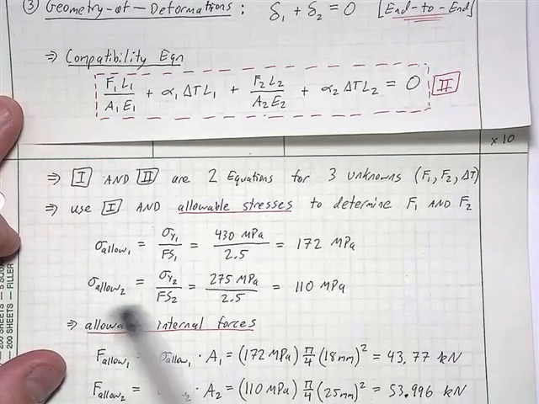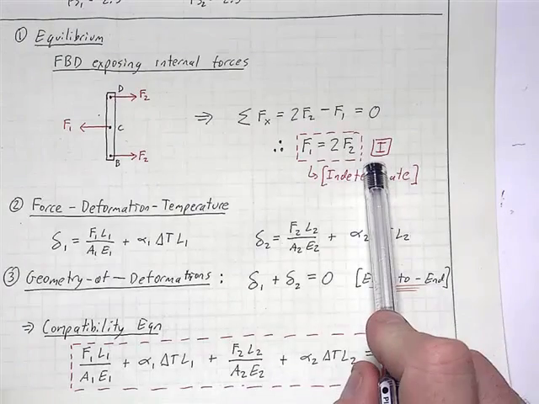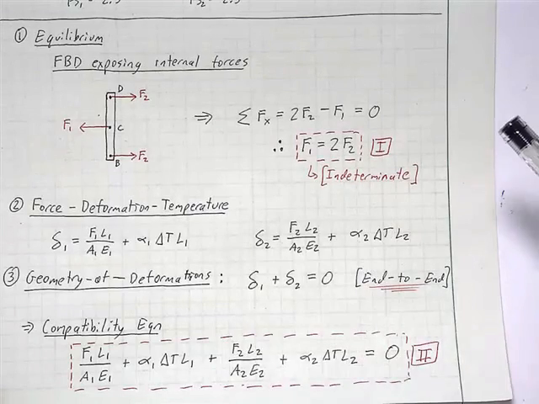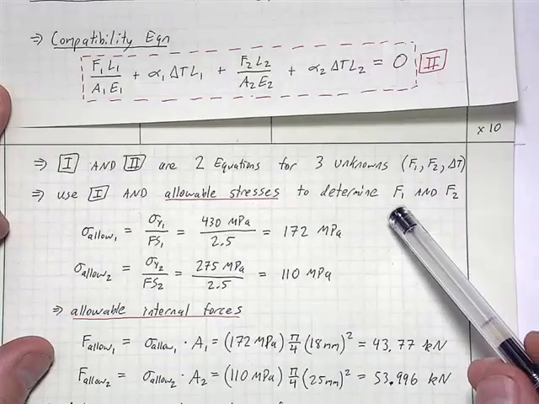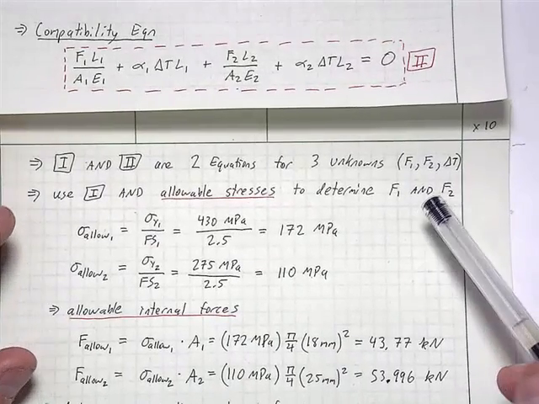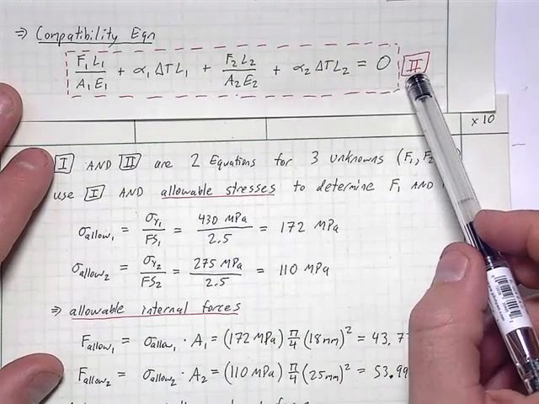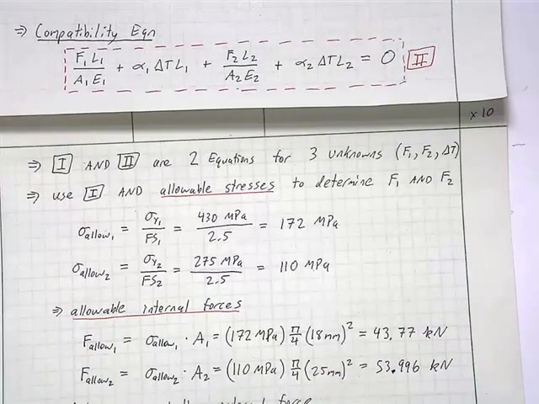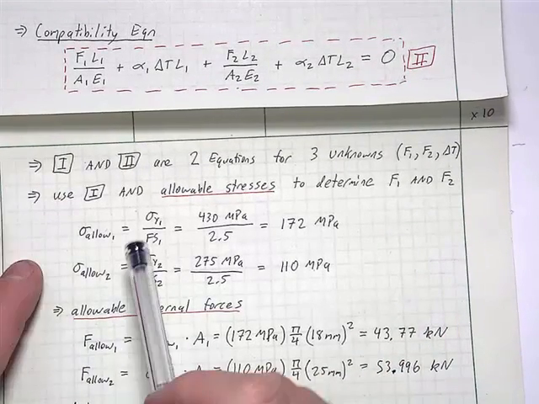So we can use the result from equilibrium and the allowable stresses to then determine F1 and F2 completely. Okay, so we actually don't need to get back to the compatibility equation until we've already determined F1 and F2. And that comes from the allowable stresses. All right, and so let's see how that works here.